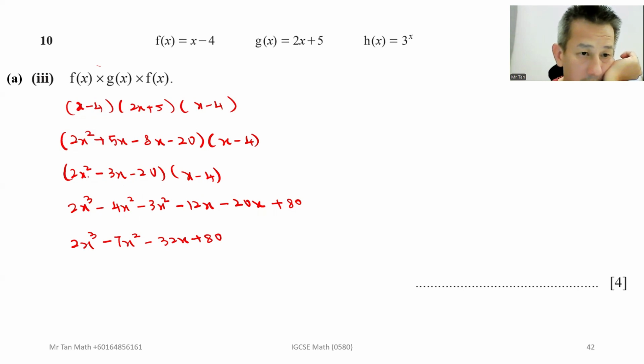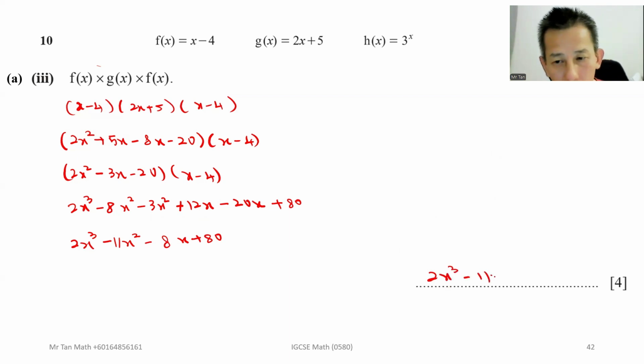Yeah, check: 2x squared minus, this should be plus. So change. Minus 3x, this should be 8x, sorry. This should be 11 then. And this should be minus 8x plus 80. So you get 2x cubed minus 11x squared minus 8x plus 80.